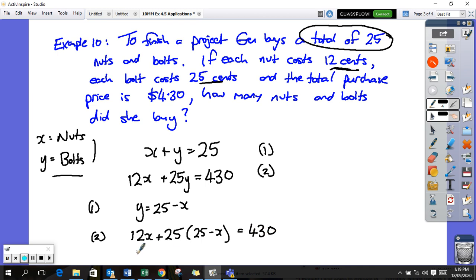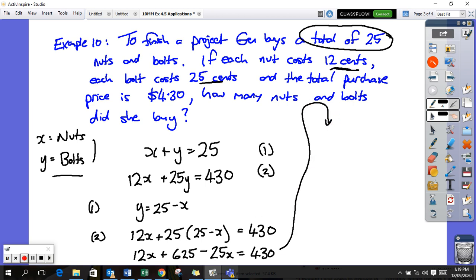So I've got 12X plus, so 25 times 25 is 625, minus 25x equals 430. And we just keep going up here. Normally it goes underneath, but we're running out of room. 12x minus 25x is minus 13x.